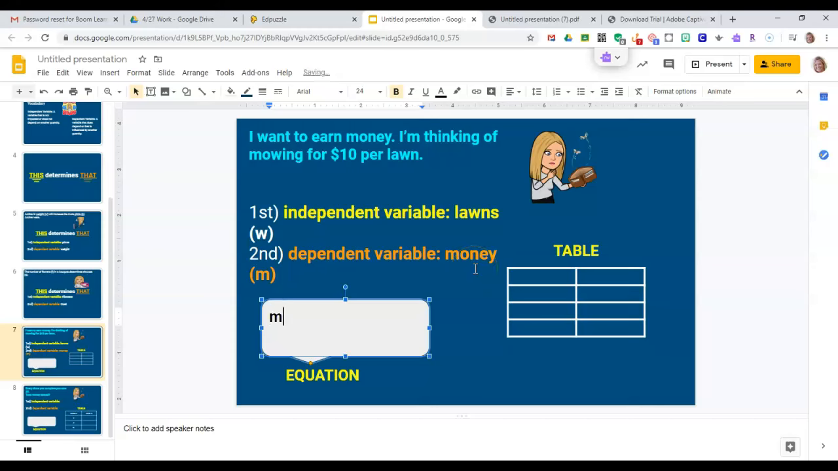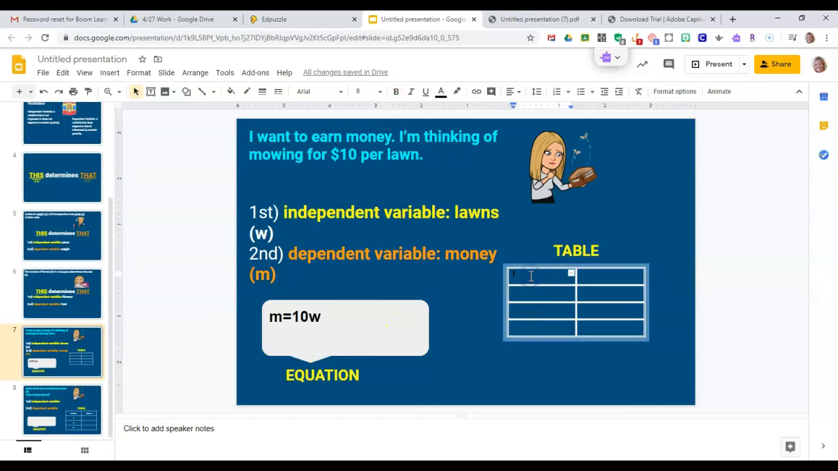the amount of money I'm going to earn will be $10 per lawn. So the word per here means multiply. So I know that if I mow 1 yard or 1 lawn, I'll get $10. So every time I mow a yard or mow a lawn, that's $10 per lawn. So that would be my equation. I'm multiplying the amount of money I would make per lawn to get how much money I would make.